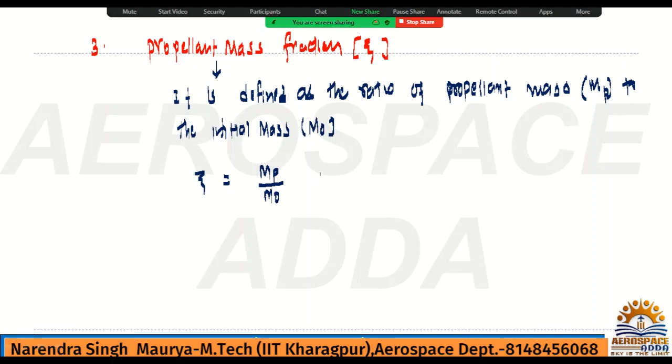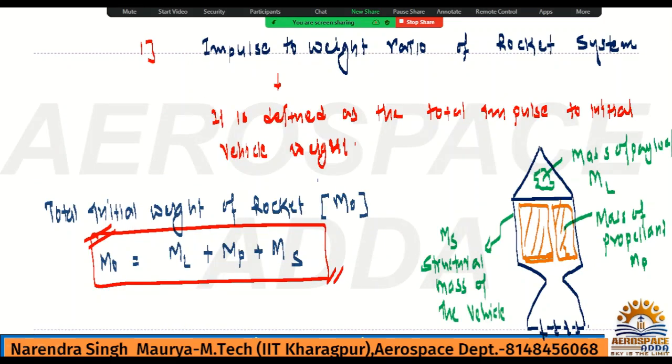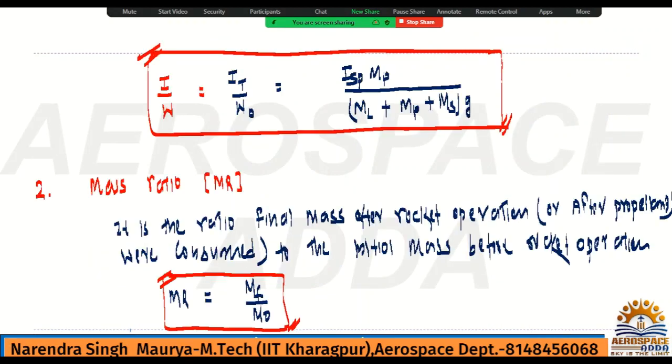What is the mass of the propellant? Here you can check. The mass of the propellant MP will be M naught minus, in bracket, ML and MS. Yes or no? Or in other words, it is MF. MF is the final mass after rocket operation.